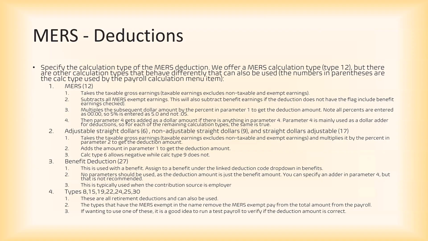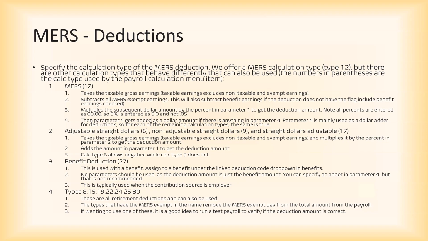Also, keep in mind that Calc 6 allows negative, while Calc 9 does not, which is why adjustable versus not adjustable, meaning you can't add or you can't subtract for the dollar amount.